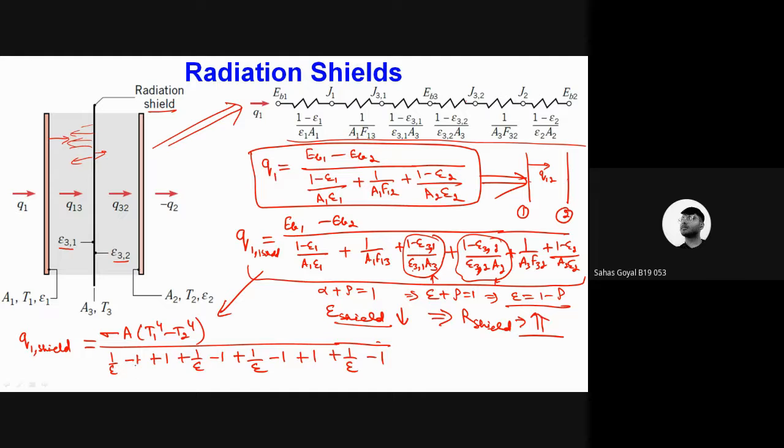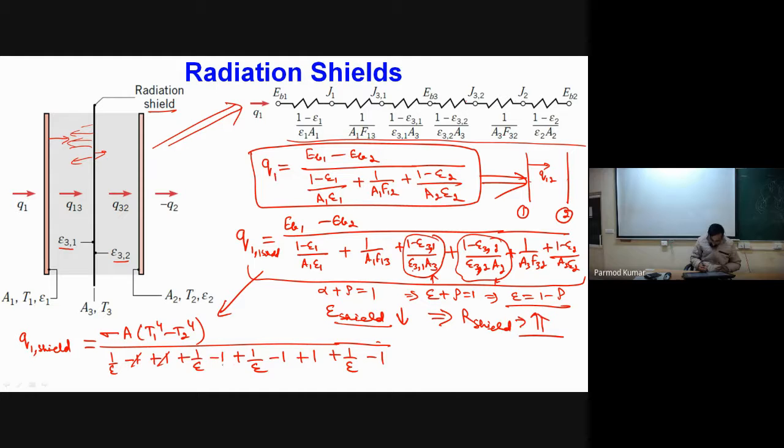A 2 by epsilon will be added in the denominator. Yes. So I will be finding that sigma A into T1 4 minus T2 4 divided by 2 times of (2 by epsilon minus 1). Correct? This 1 by epsilon is 4 times, and this 1 and 1 is making minus 2. So if I take 2 common, 2 by epsilon minus 1. Is it correct? Yes, sir. Yes. So when I am introducing one shield, I am getting 2 times 2 by epsilon minus 1.